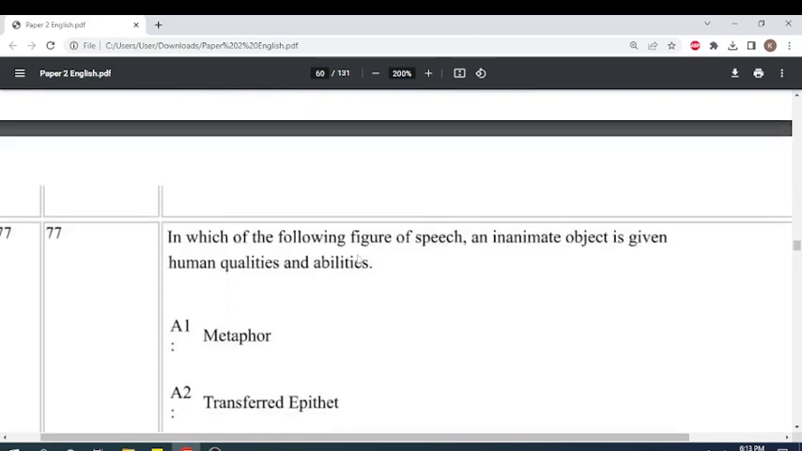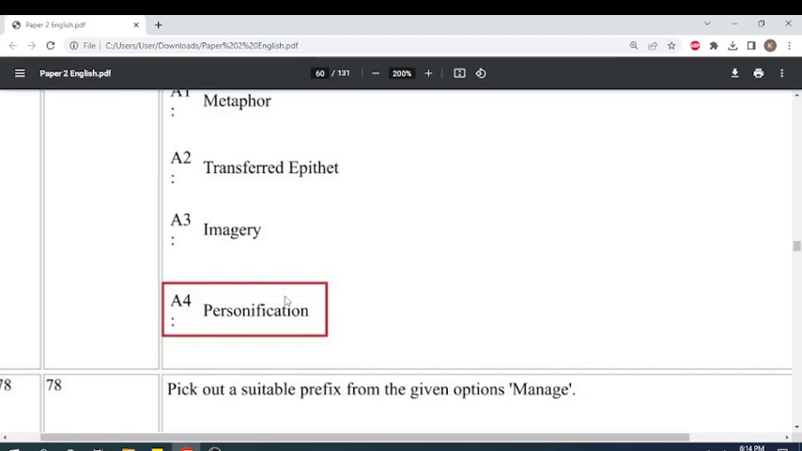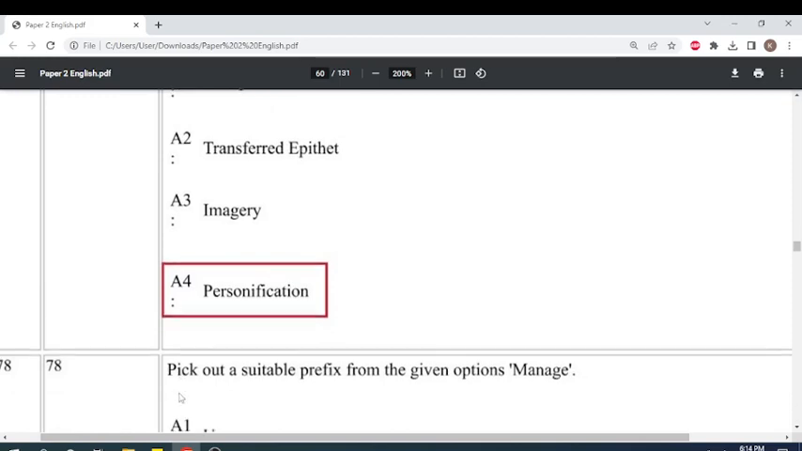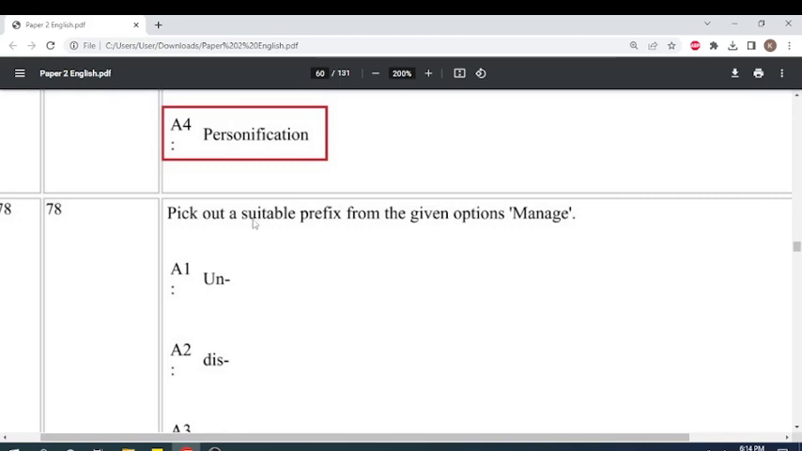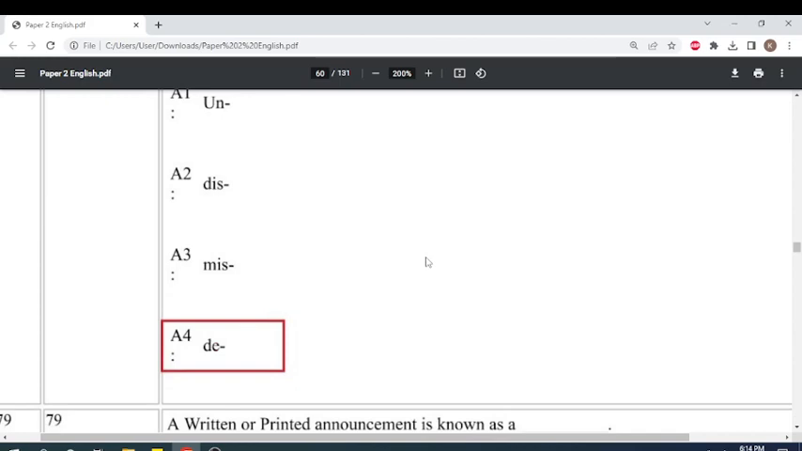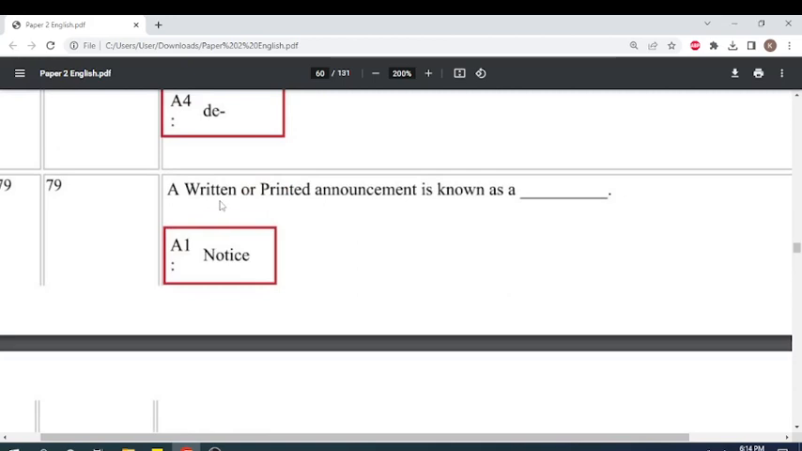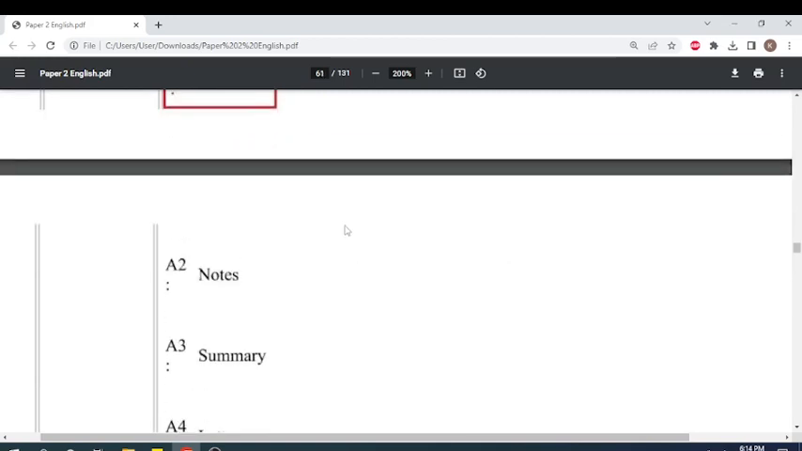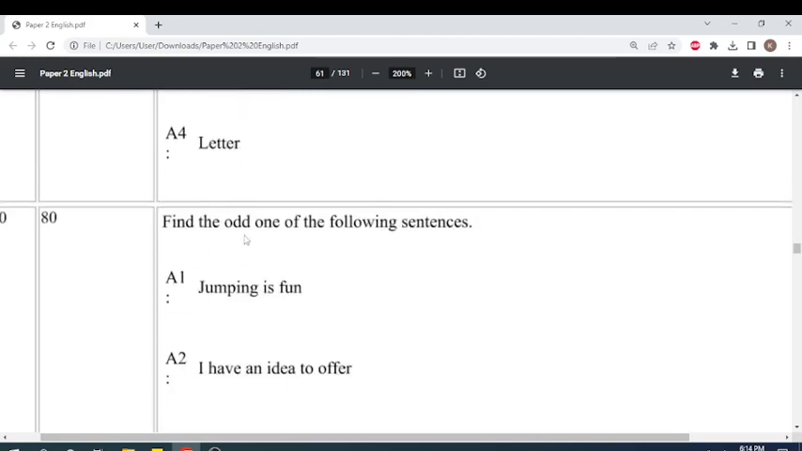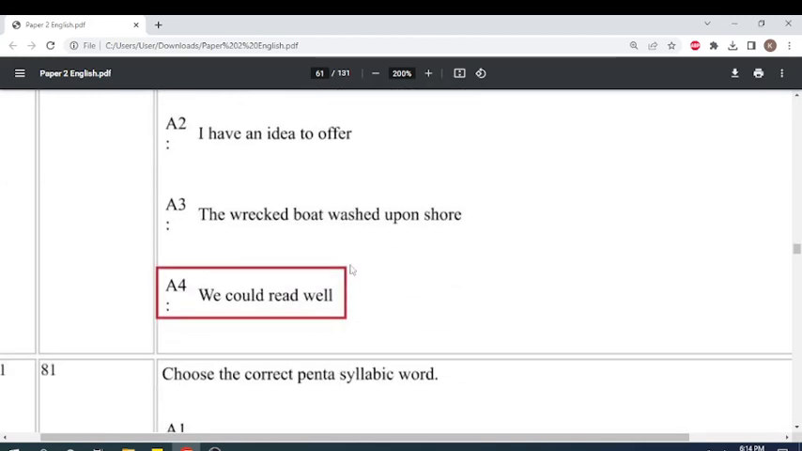77. In which of the following figures of speech an inanimate object is given human qualities and abilities? Answer: A4 personification. 78. Pick out a suitable prefix from the given options. Manage. Answer: D. 79. A written or printed announcement is known as a dash. Notice: A1. 80. Find the odd one of the following sentence. Answer: A4. We could read well.